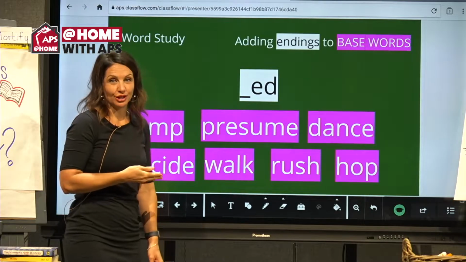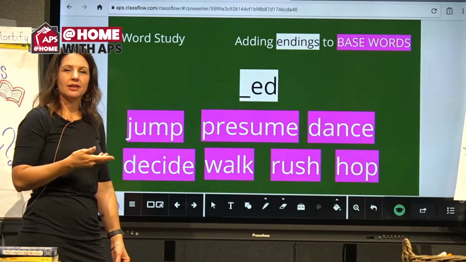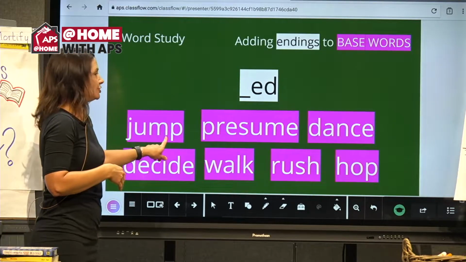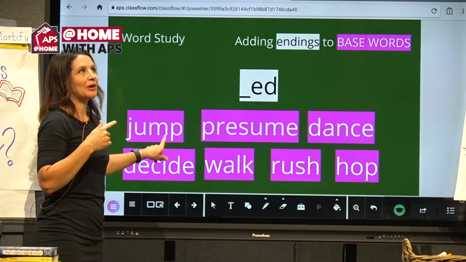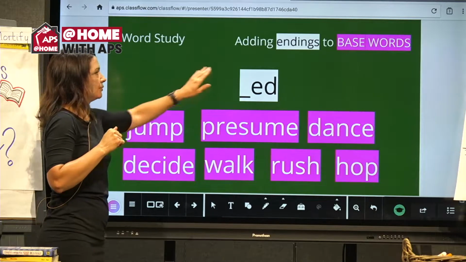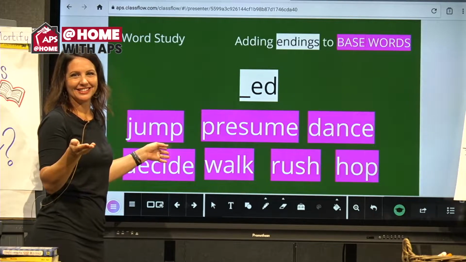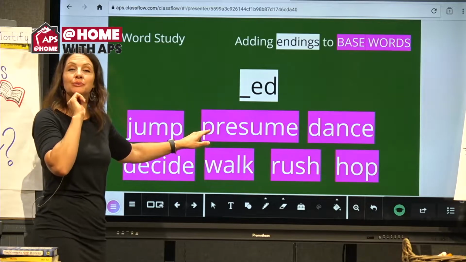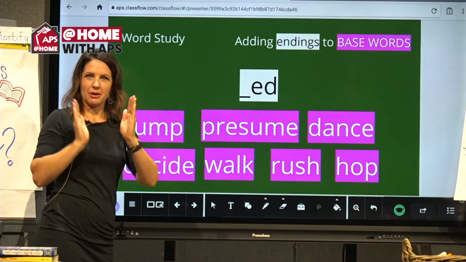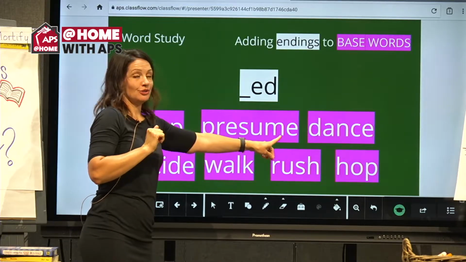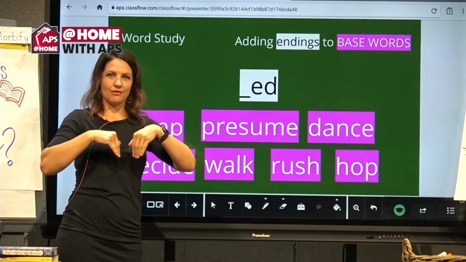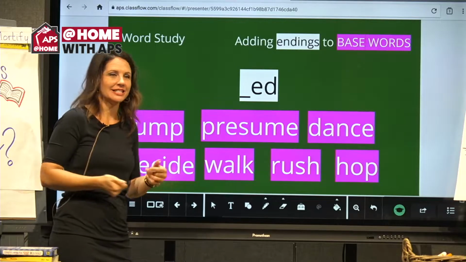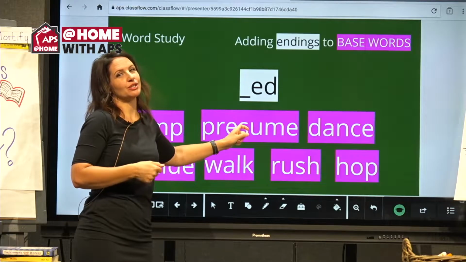I've added a few words here, and I want you to think about how they would sound if you added ed. Jump. At home, I want you to say it out loud. Jump with ed. Jumped. Our word of the day yesterday was presume. Do you remember the picture of the puppy? To presume something means right now. Yesterday, I presumed it was going to be sunny all day and it rained. If I add ed, it becomes presumed.